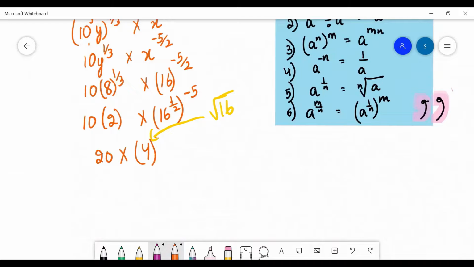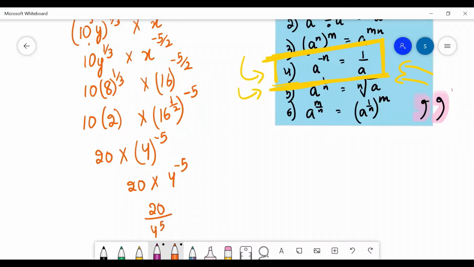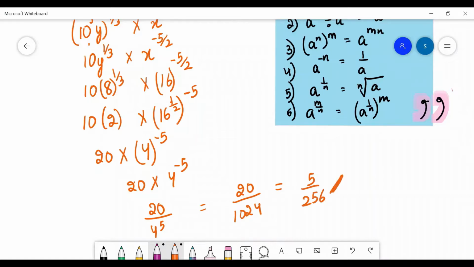It is 4^(-5). Just open the brackets, you get 20 into 4^(-5), or simply you can write 20 divided by 4^5. So we're using the fourth rule here. Since the power is negative for 4, we're trying to make it positive by changing the side. So from the numerator, I'm taking it to the denominator. And that would be 20 divided by 1024, which is 5/256.